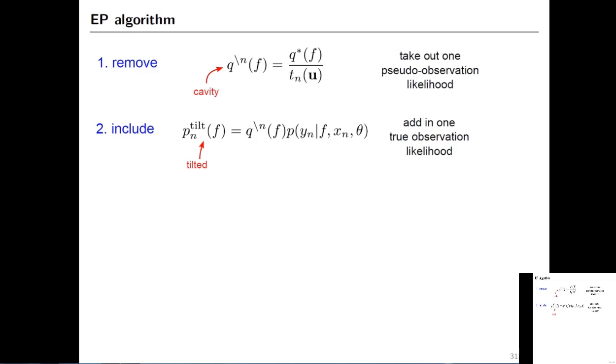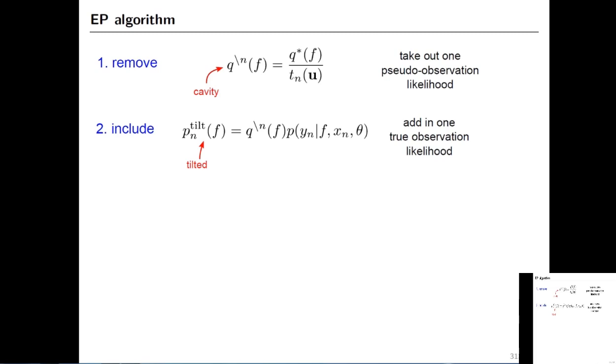And this thing up here is called the cavity distribution when I've removed one of the TNs, because it's a bit like subtracting a data point and that leaves you a hole in your data set, so it's called a cavity. And when I fill it in with a true data point, that tilts the approximation towards the true posterior, so this has been called the tilted distribution. These are terms from statistical physics where these methods were first developed.